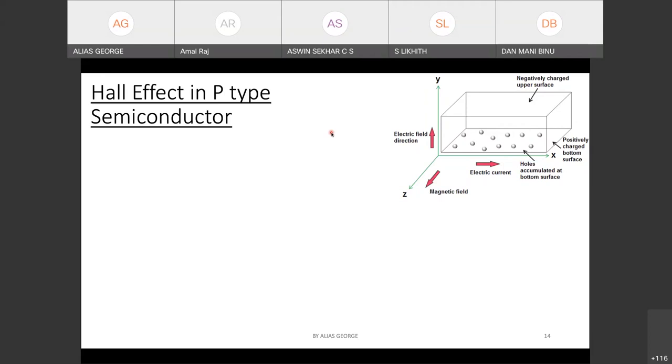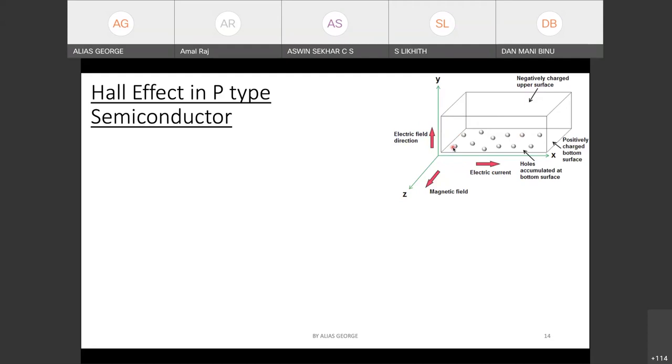Yes, Elias. So we are going to Melvin, you need to help me in this case. Hall effect in P-type semiconductor. In this case, we told this figure doesn't change. Here the only difference is what? Positive charge is more compared to negative.